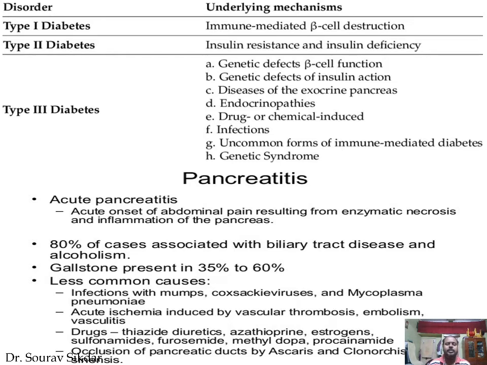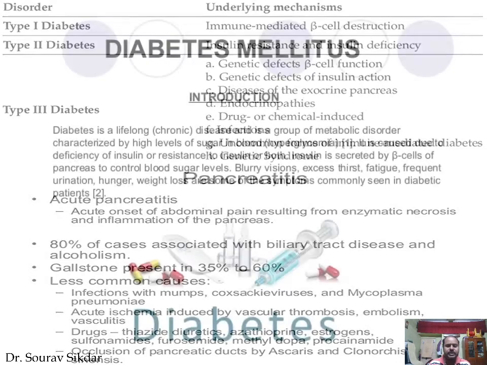One is diabetes type 1, another is diabetes type 2, and diabetes type 3, which is very uncommon, is due to genetic defects of beta cell function and genetic defects of insulin action, like that. And the pancreatitis I have already mentioned, not discussed here in detail.